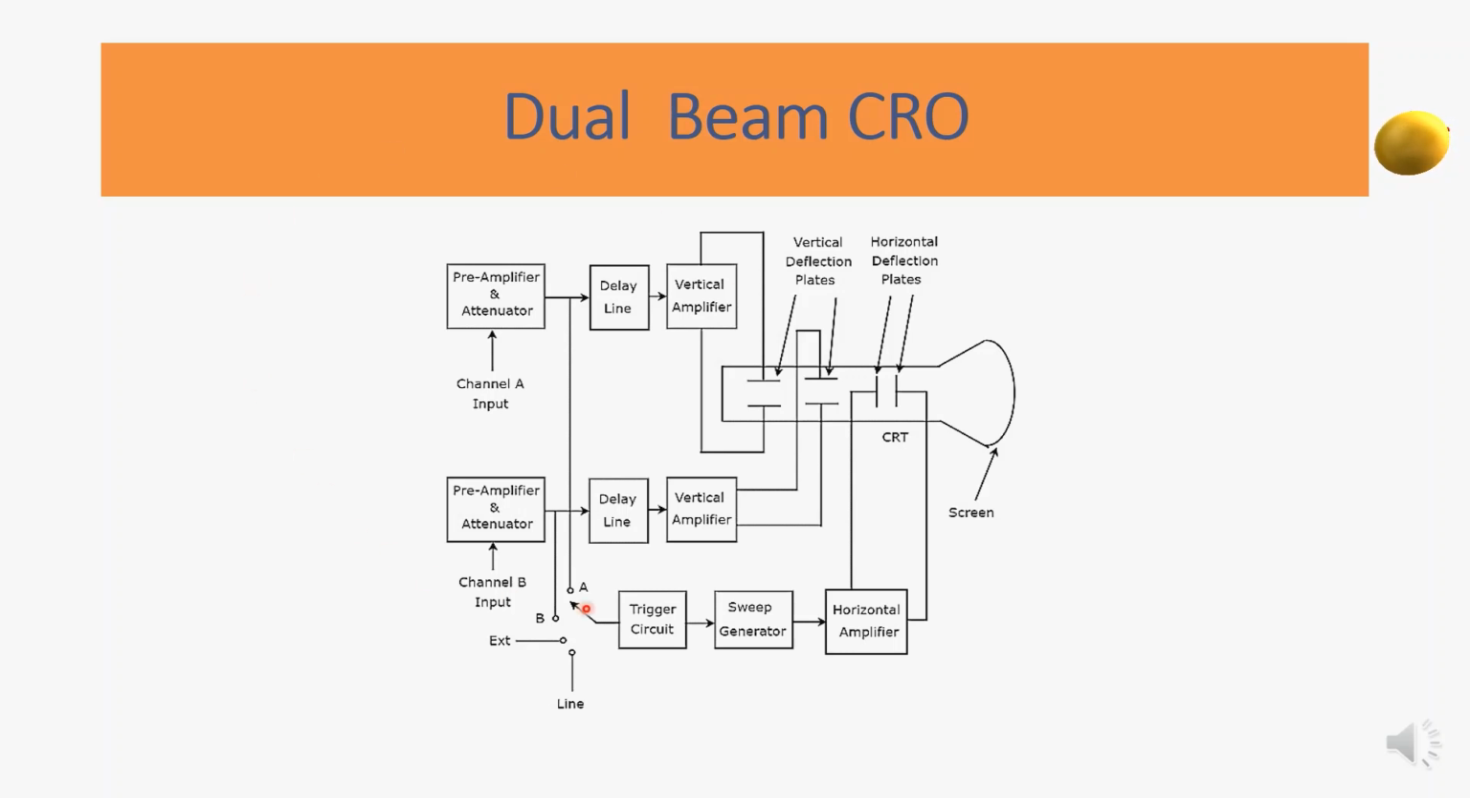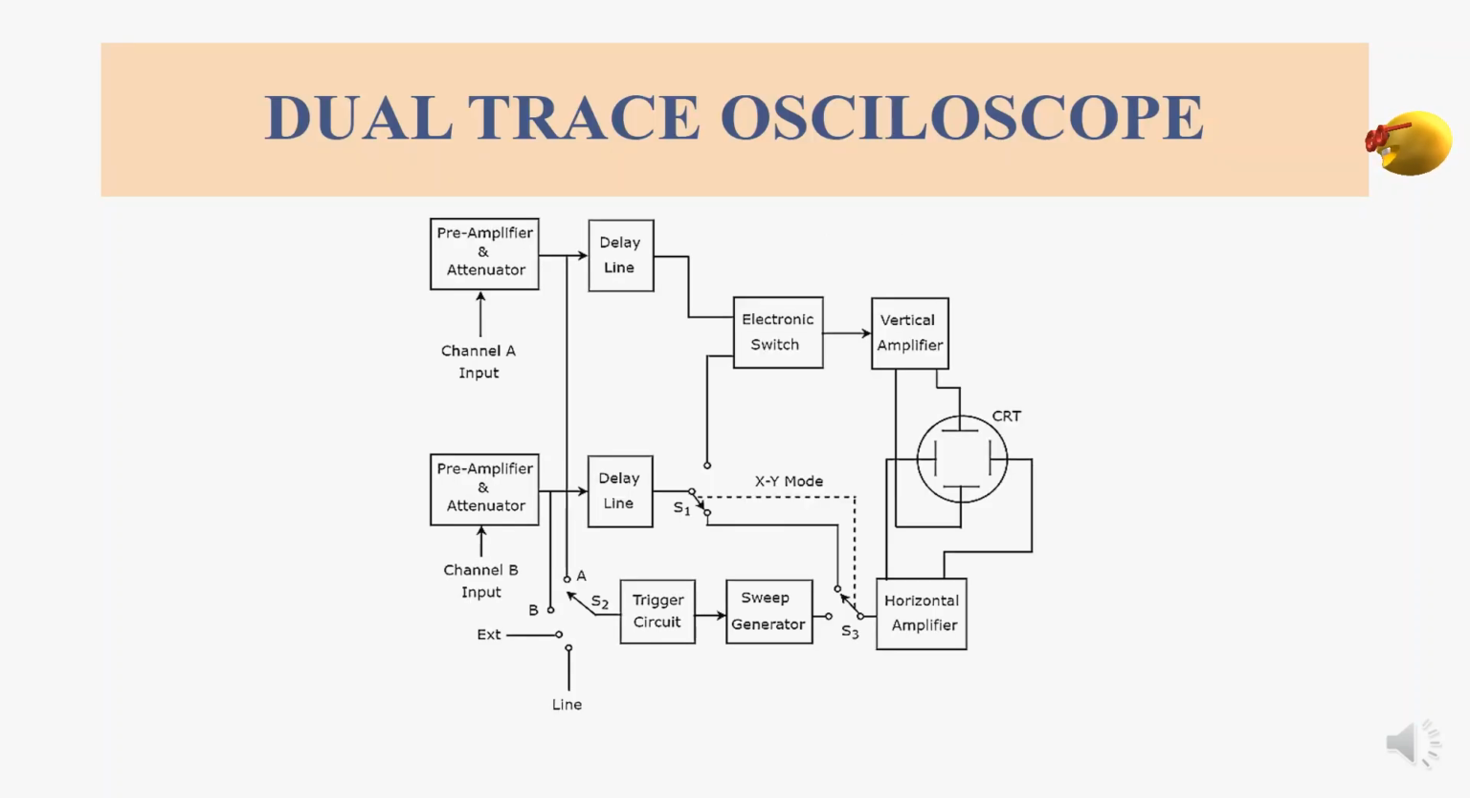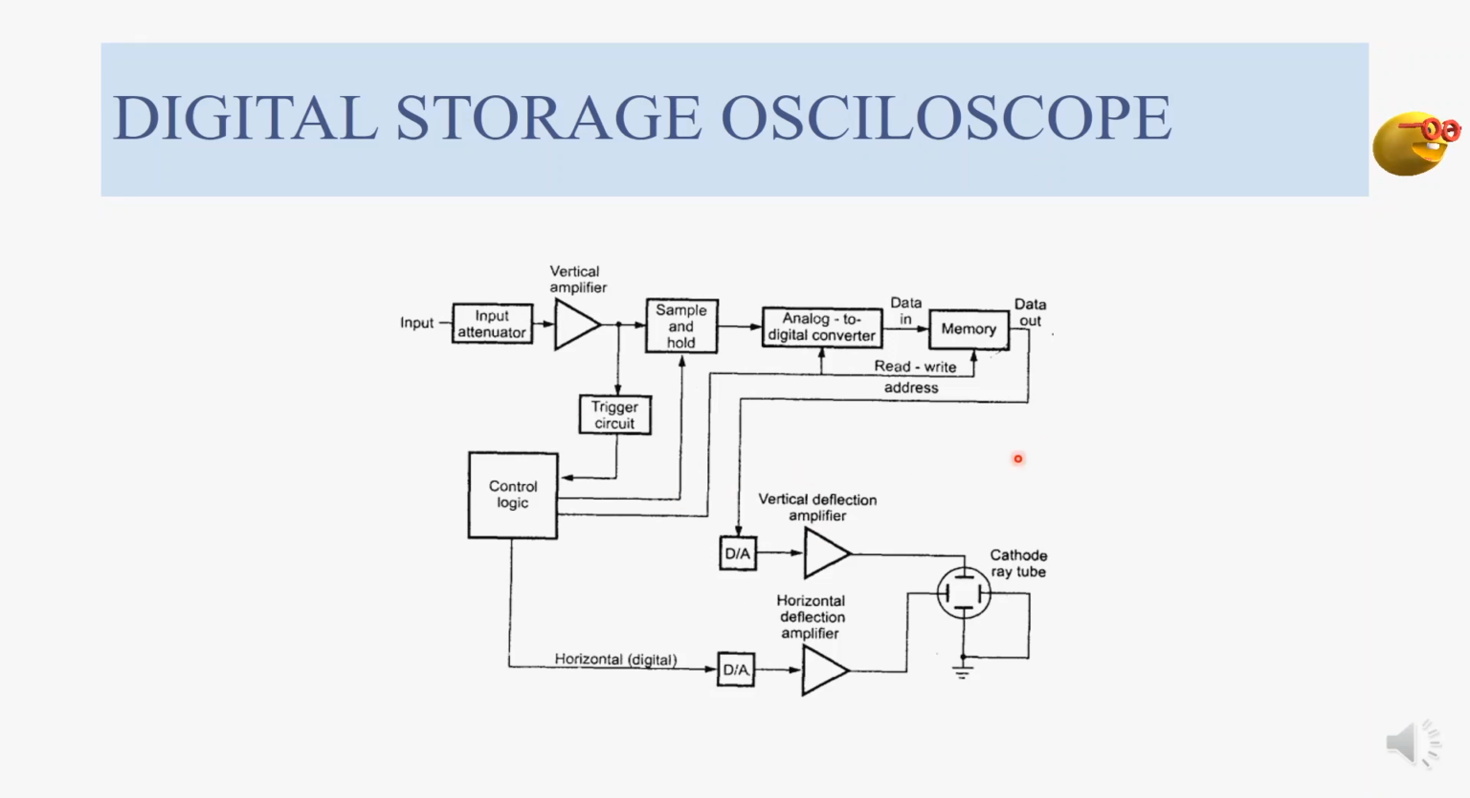This is a block diagram of a dual beam CRO. Now you can see the vertical section has two blocks, channel A and channel B. The other parts are very similar. Similarly, the dual trace oscilloscope is also almost equal to the dual beam oscilloscope, so here also there are two channels. Then the digital storage oscilloscope: this is the block diagram, where you have more digital circuits, and the data can be stored here.